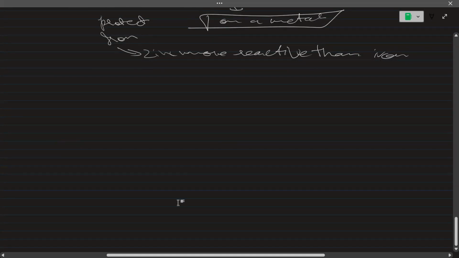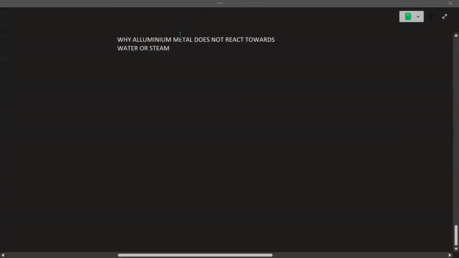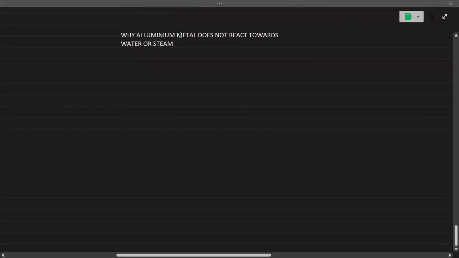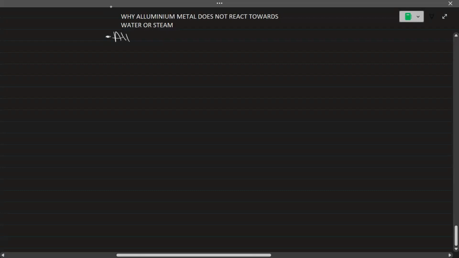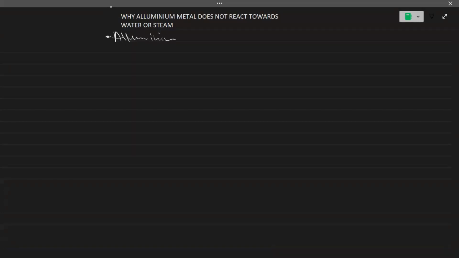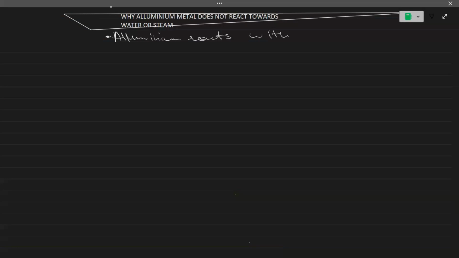Why does aluminium metal not react with water or steam? Josema, answer please. Give me the answer for this question. Aluminium reacts with oxygen in air to form a protective oxide layer on its surface, which makes it unreactive. Yes, you are right.